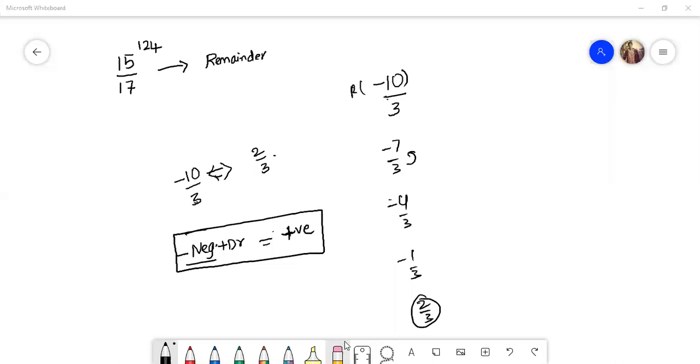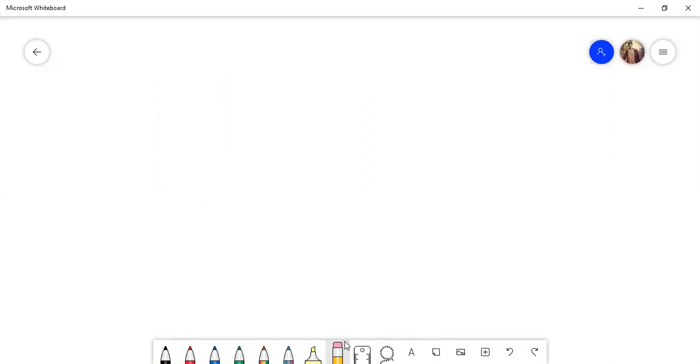Okay, so Abhinay has a doubt. 54 power 125, not 15. Fine. 54 power 125 divided by 17. You want to solve this question? 54 power 124 divided by 17. Now you understood positive, you understood the negative remainder, both of them. Let us combine both and solve this question.